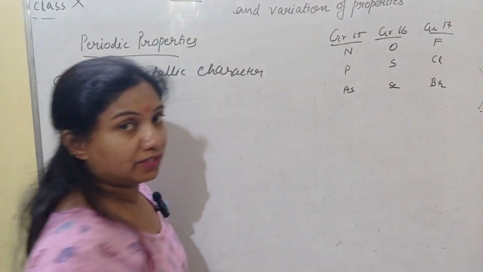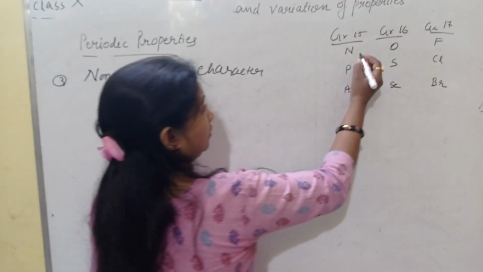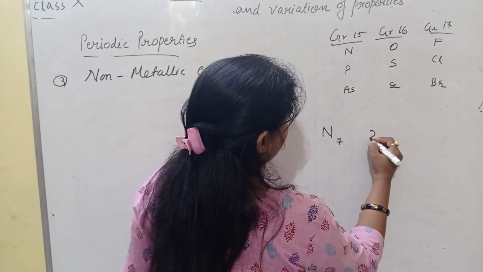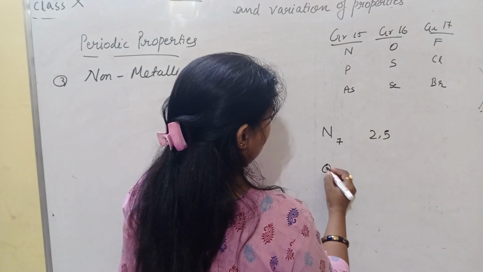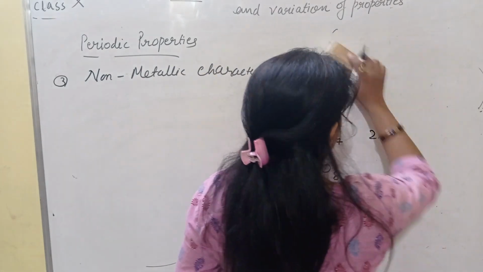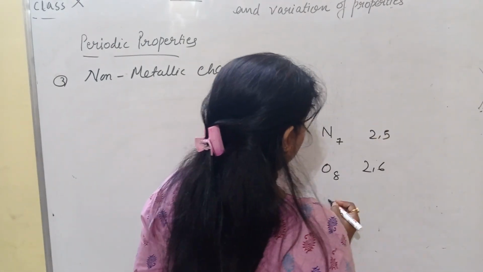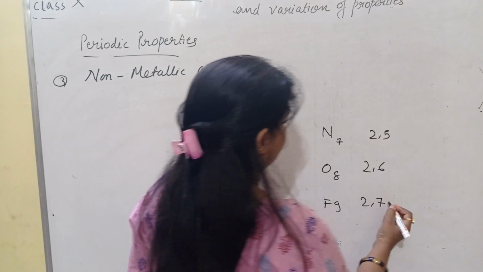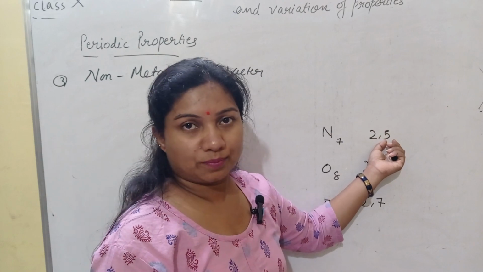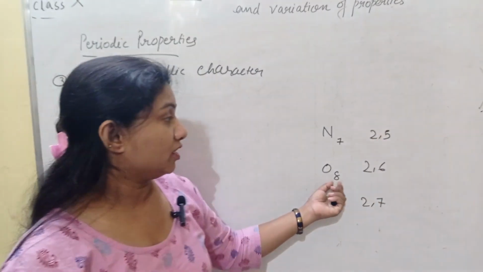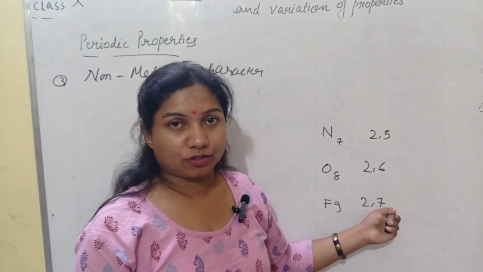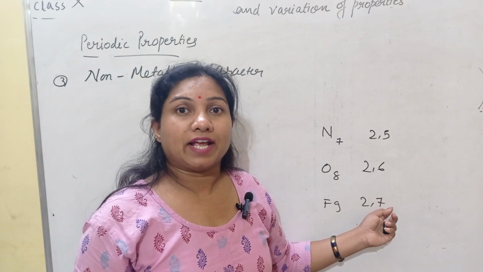Here they have the tendency to accept electrons. We'll take one element each: nitrogen, atomic number 7, configuration 2,5; oxygen 8, 2,6; fluorine 9, 2,7. So you can see here that nitrogen is short of 3 electrons to complete its octet. Oxygen is short of 2 electrons to complete the octet, and fluorine is short of 1 electron to complete the octet. So what will they do? They will accept the electron.